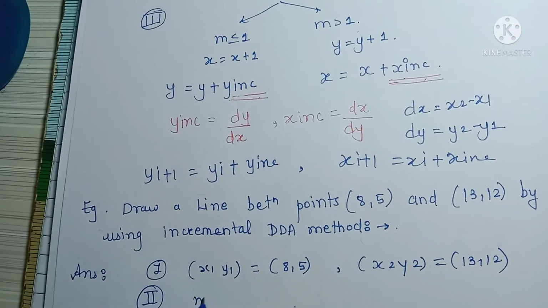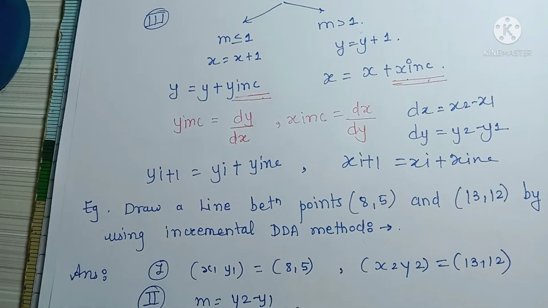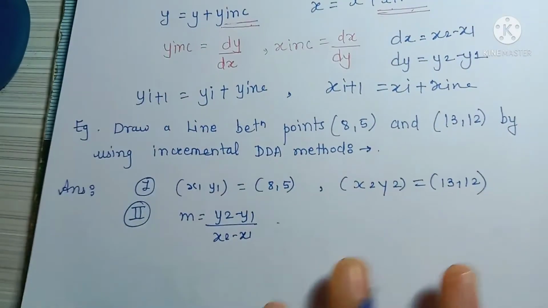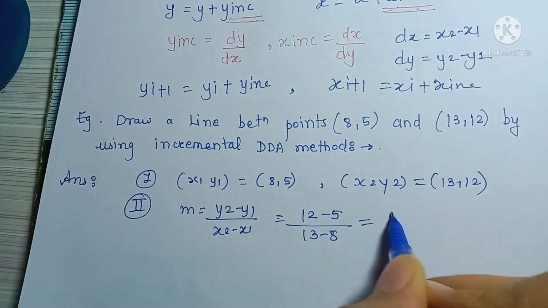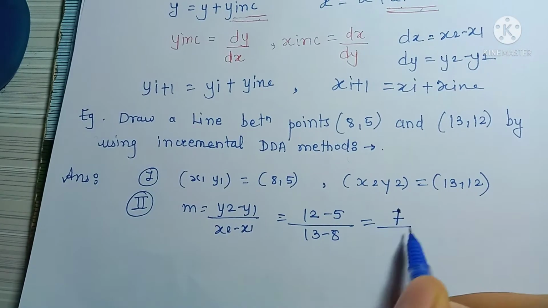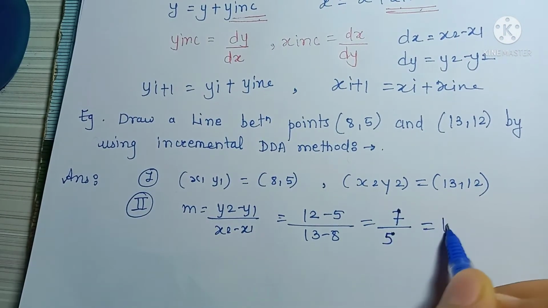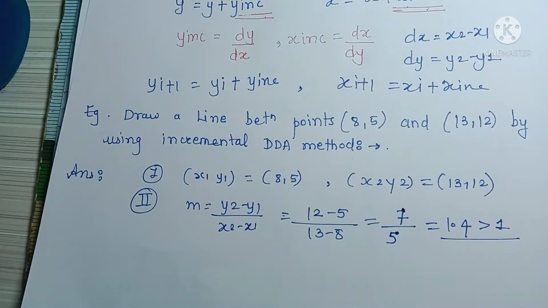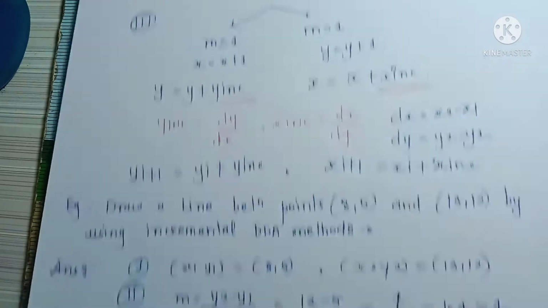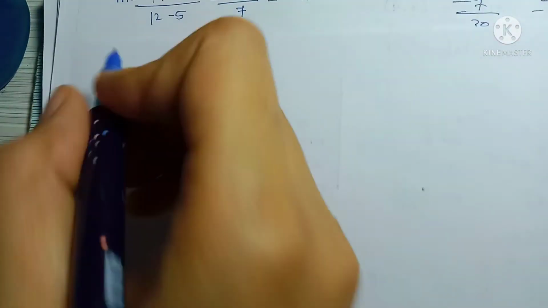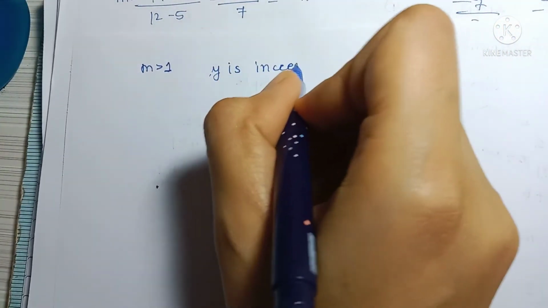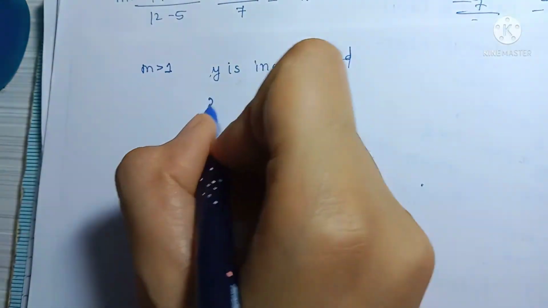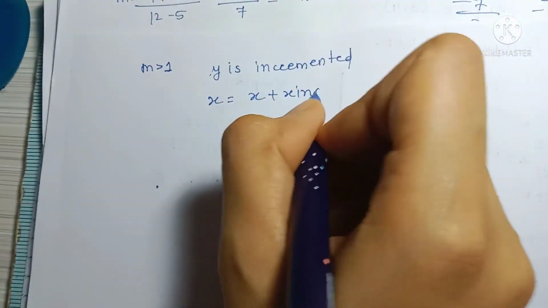Second step, slope is y2 minus y1 upon x2 minus x1. What is y2? 12 minus 5 upon 13 minus 8, which is 7 upon 5, which equals 1.4, meaning our slope is greater than 1. Now what was the condition if our slope is greater than 1? Y is incremented. And what about x? x plus x increment.